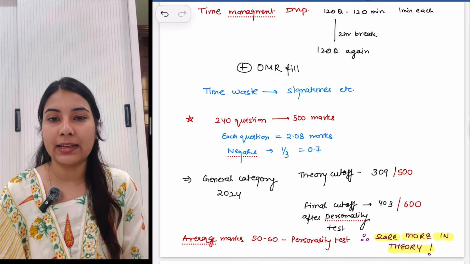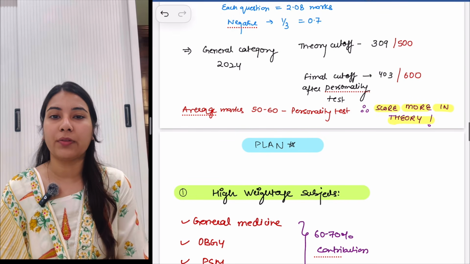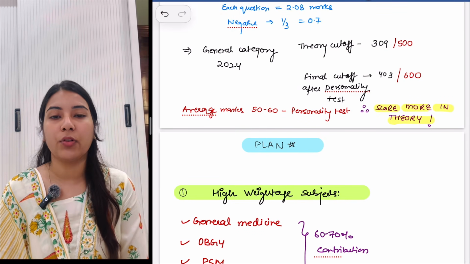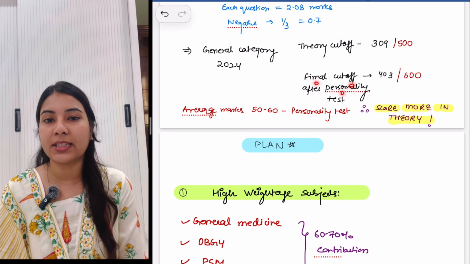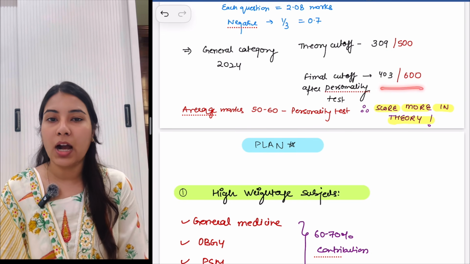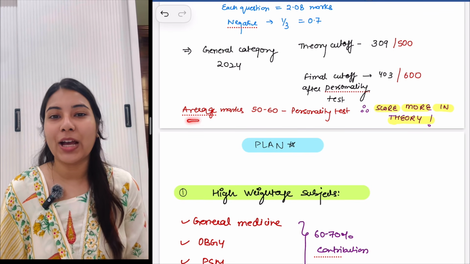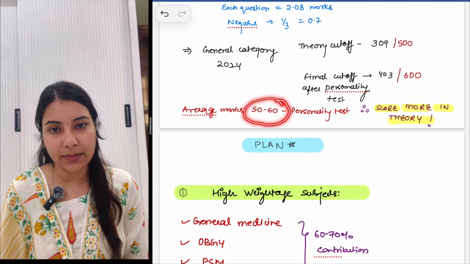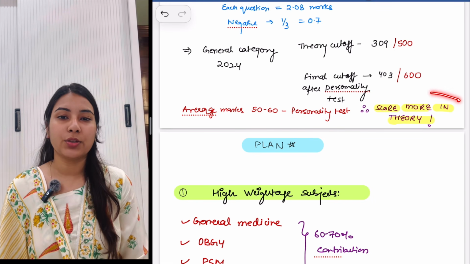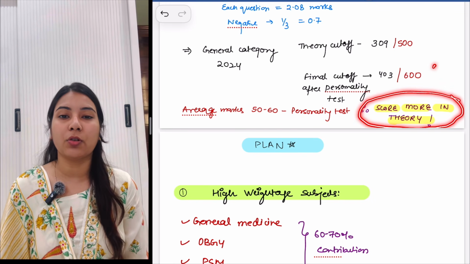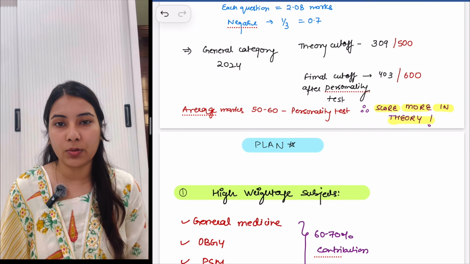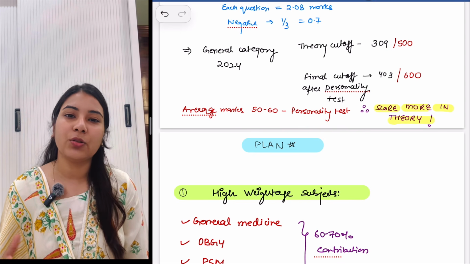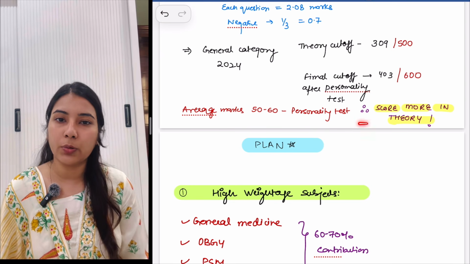According to data in general category in 2024, the cutoff after theory examination for general category was 309 marks out of 500, and after the personality test the final cutoff was 403 out of 600 marks. I have analyzed the list of personality test, and on an average people are getting 50 to 60 marks in the personality test. So the strategy should be you should score more in the theory exam, because people are getting less marks in the personality test. You should score more in the theory exam to get a good seat.